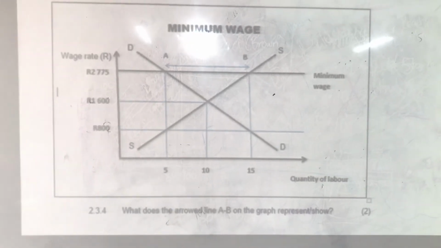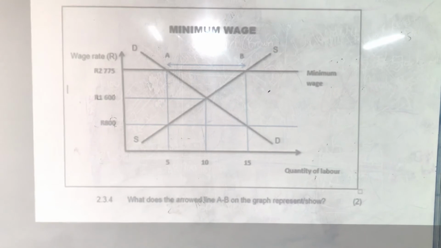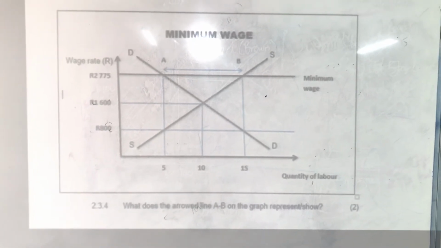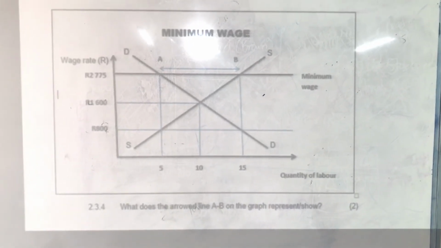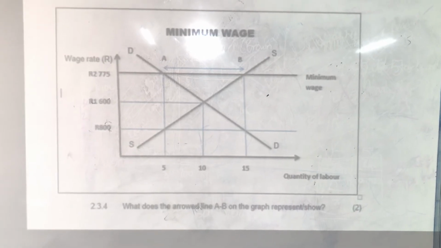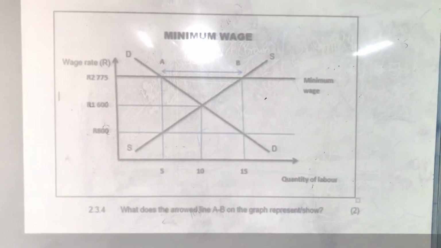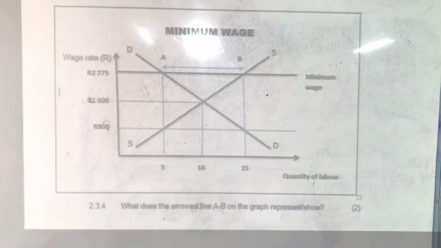Any of those two would have given you the marks. At 2,775, people want to supply 15 units of labor as opposed to 5 that is actually demanded by the firms, which causes a surplus or an oversupply of labor.